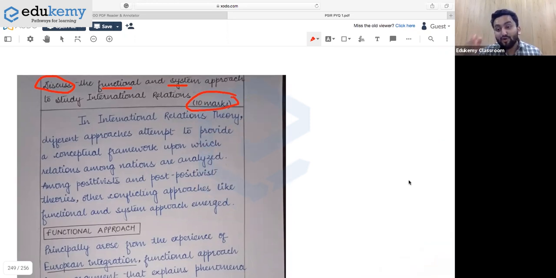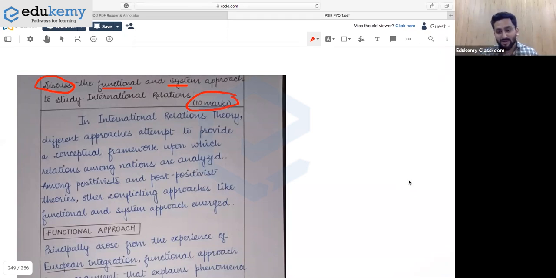Why we need approaches in international relations? We are going to talk about the difference between functional and system approach at a later stage. First point is why we need approaches to study international relations. What is the meaning of having an approach to study international relations? This is going to be the context of this question. When you give this answer in the introduction, then this is going to set the context of this particular question. Why we need approaches to international relations?